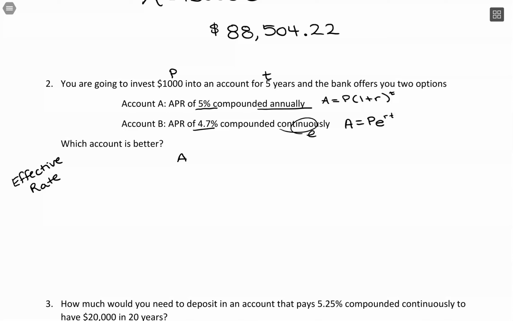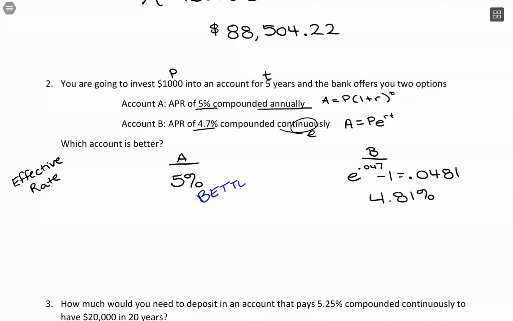So if we compare account A and B in this scenario, with account A, well, it's an annual rate, so we actually don't need to calculate anything for account A. It's just going to be that 5% for the effective rate. But for account B, since it's compounding more than annually, we'll want to take e raised to the power of the rate of 0.047 and then take 1 away, and that would be 0.0481, so 4.81%, which is lower, so account A is better. So that's one way we could have done this.